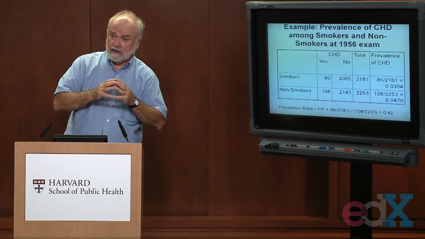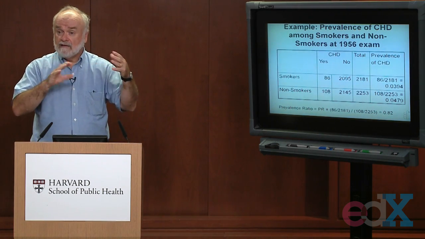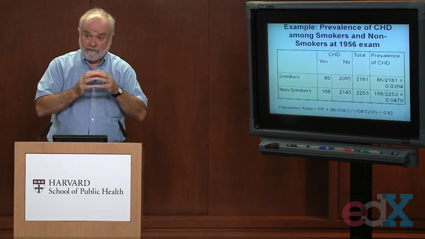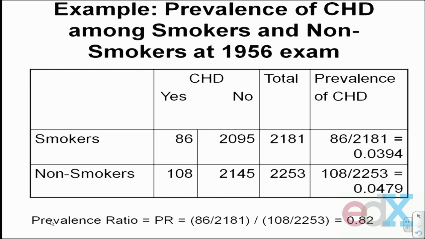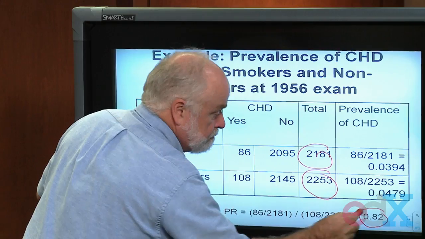What I'd like to talk about now is another general reason for finding any association between two factors in any study, namely the concept of confounding. So again, this is our cross-sectional study, which we're going to be using as a template to describe this concept of confounding. We had 2,181 smokers, 2,253 non-smokers. 86% of the smokers had existing coronary heart disease. 108 of the non-smokers had existing coronary heart disease. Prevalence ratio is 0.82. Okay.